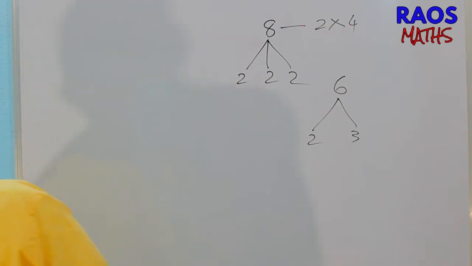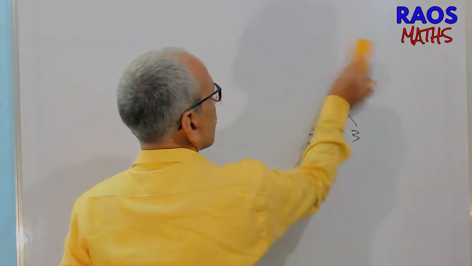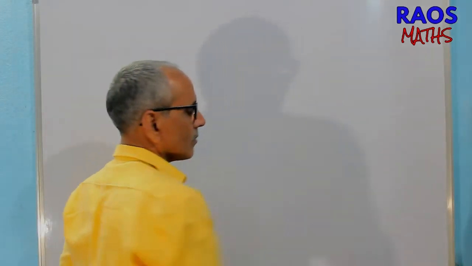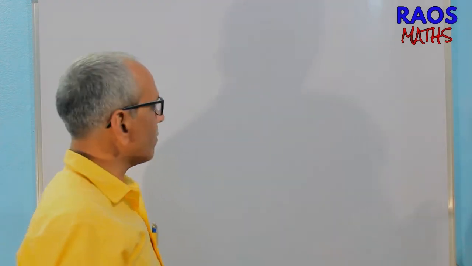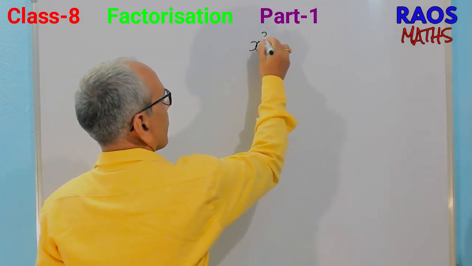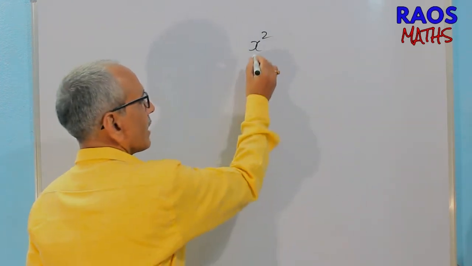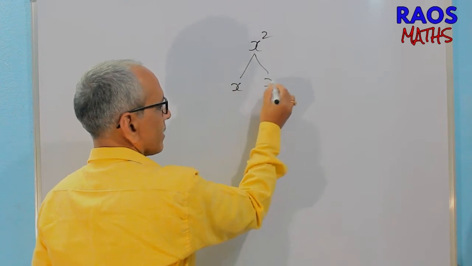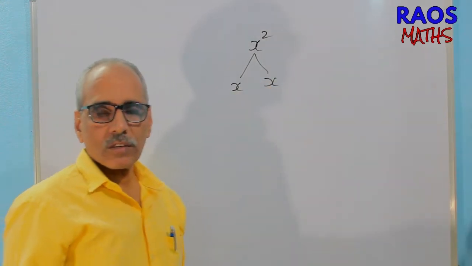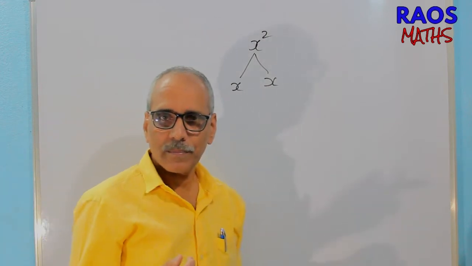See this question. We know every number is formed by some factors. The same way a term is also formed by some factors. For example, x square, it is a term, a monomial, we know. It is formed by 2 factors, that is x and x. When you are asked to write the factors of x square, they are x into x, simple.